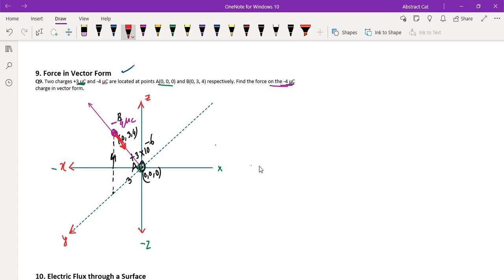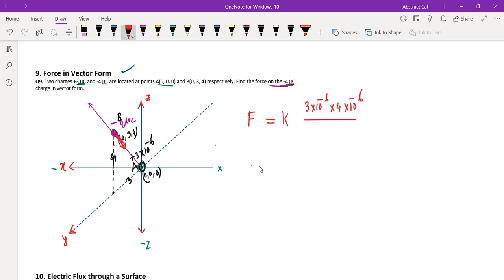So the force F. To calculate the force, that is k Q1 Q2, the magnitude of these two: 3 microcoulomb, 10 to the power minus 6, times 4 into 10 to the power minus 6.